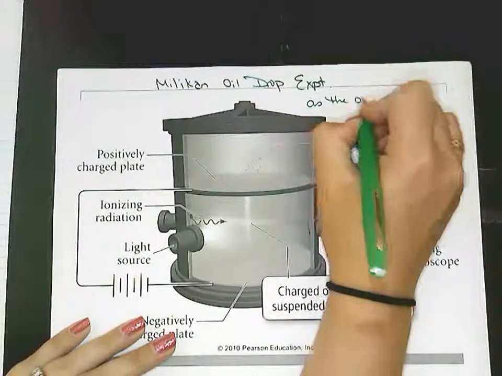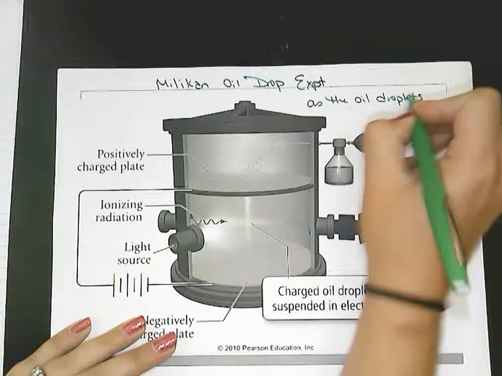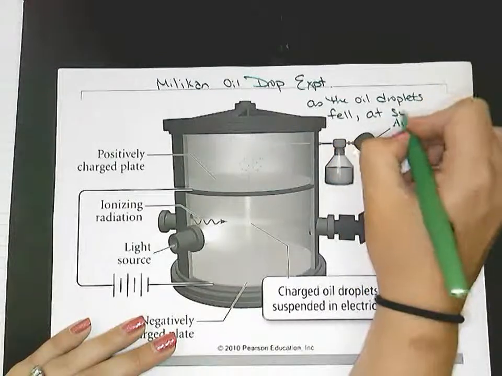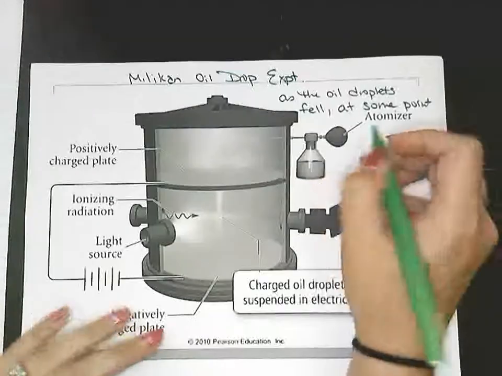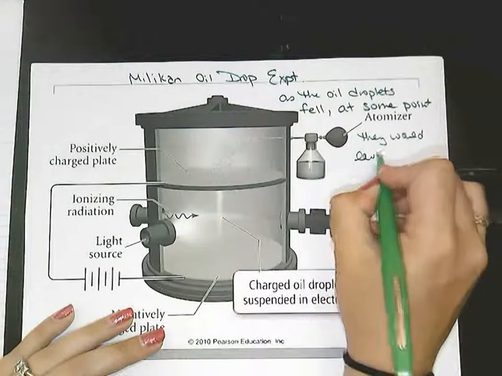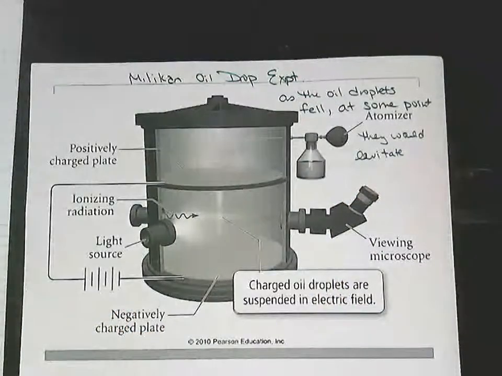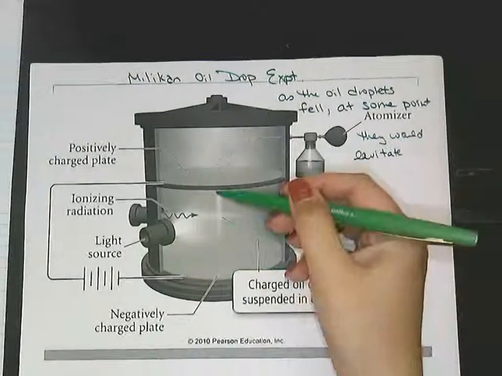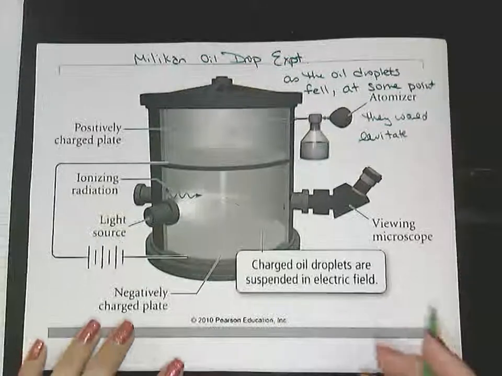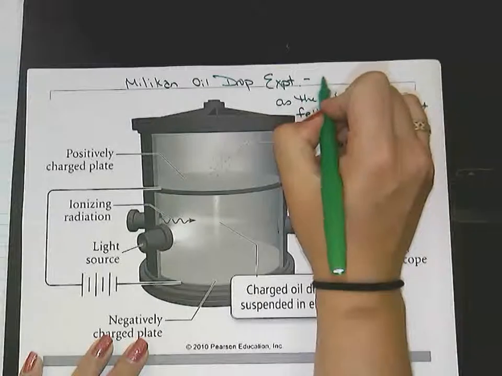And as the oil droplets fell, at some point they'd levitate. They get caught in between the positive and negatively charged plates. Based on how far down they went before they got suspended in midair, they were able to back calculate how much mass that was, knowing the size and gravity effects. So the milk and oil drop experiment proved that electrons had mass.